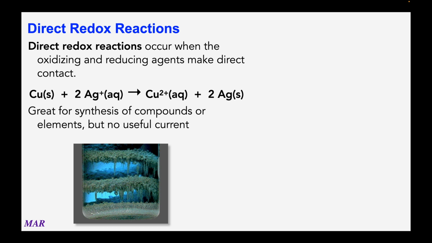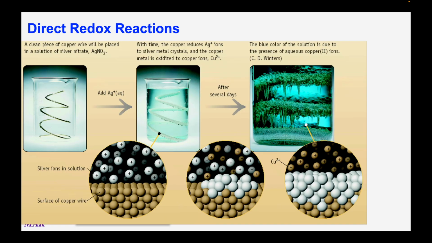So we won't get useful current out of this. We'll talk about current in a little bit, but you do have really high yields. You'd get pretty high yields of silver metal out of this one as an example. This picture shows it in more detail. On the left-hand side, you've got the copper wire in the beaker without any silver plus. And then in the middle, they've added the silver nitrate. AgNO3 is a pretty common reactant to add in these kinds of situations. And what happens is the silver comes in contact with the copper metal.